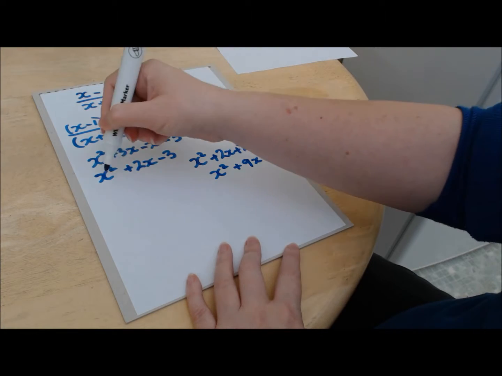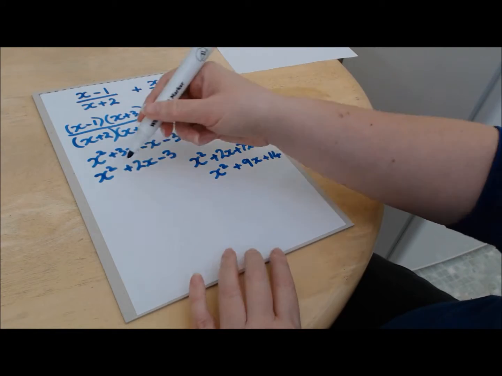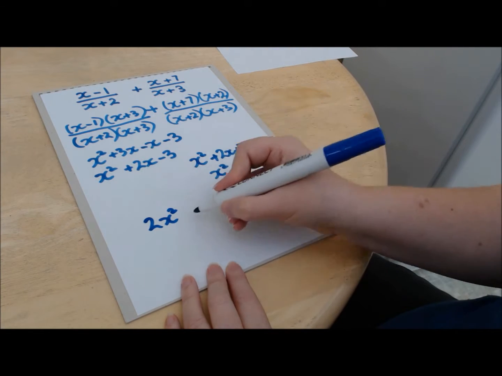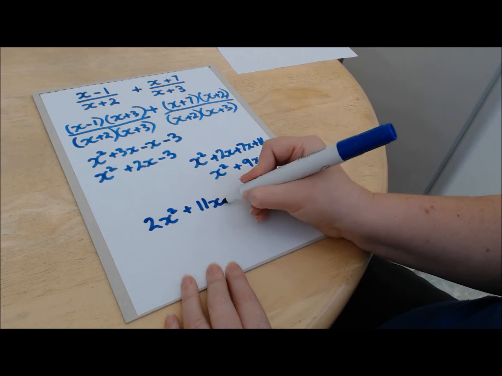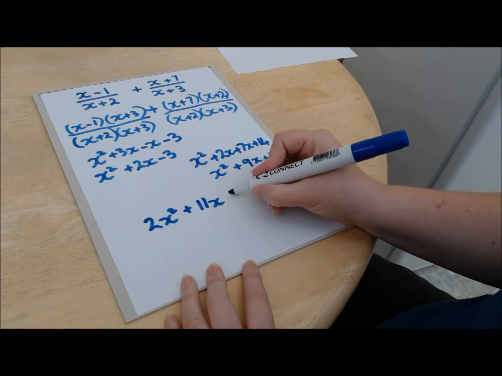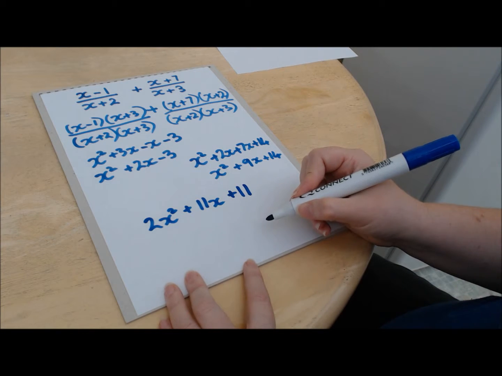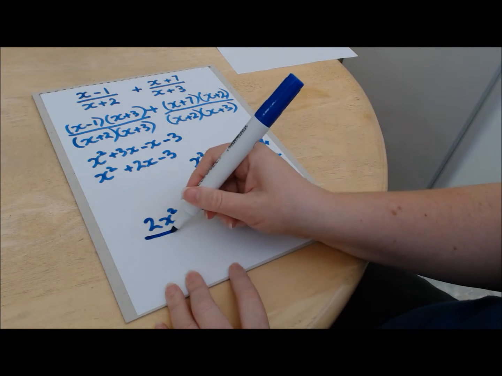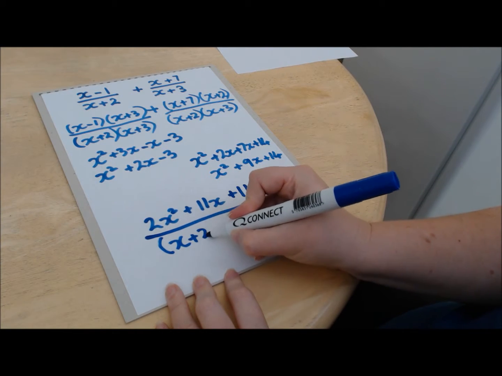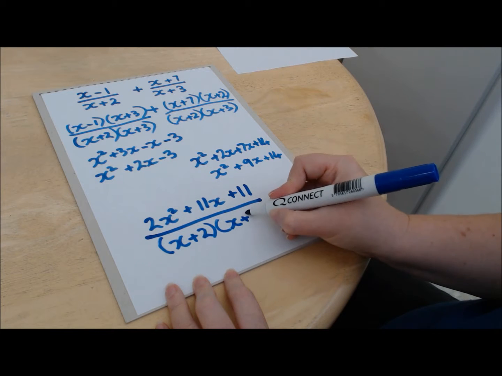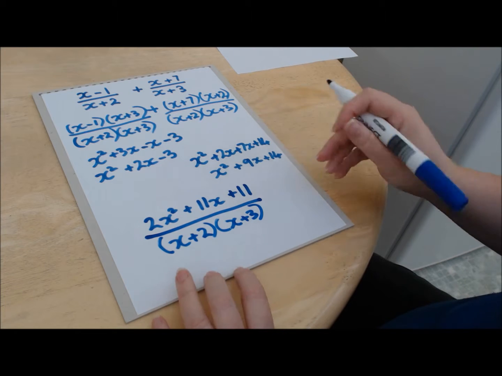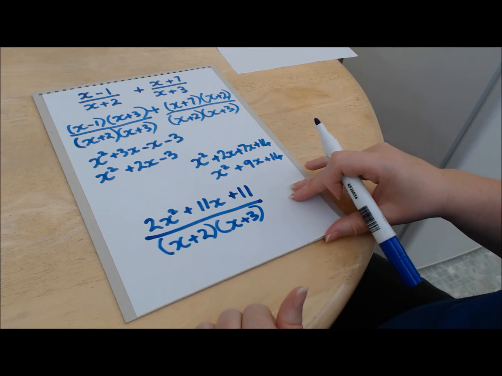So now what we just need to do is add all of this to all of this. So we've got 2x squared, we've got 11x, and we've got 11 on the end there. Okay, so all of that is going to be over our x plus 2, x plus 3. I'm not going to try and factorise that top. I'm pretty certain it won't, because 11 is one of those awkward numbers.